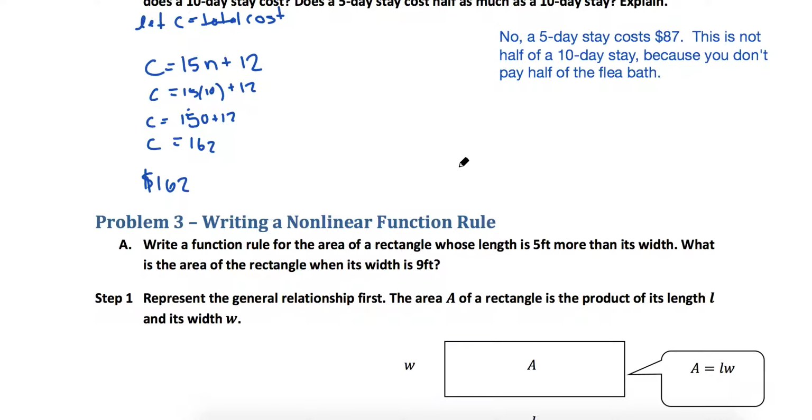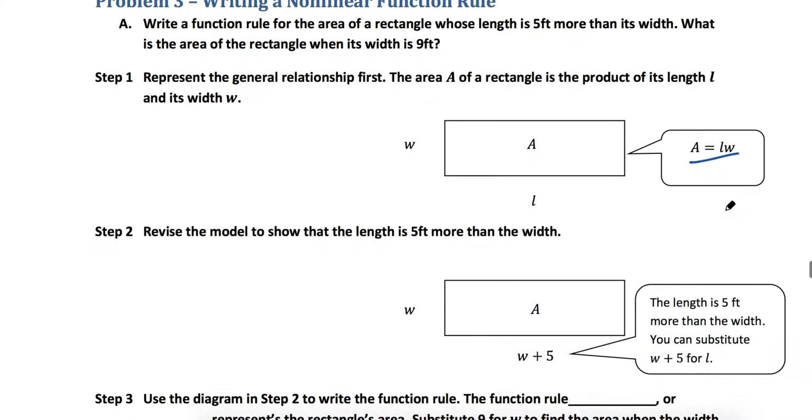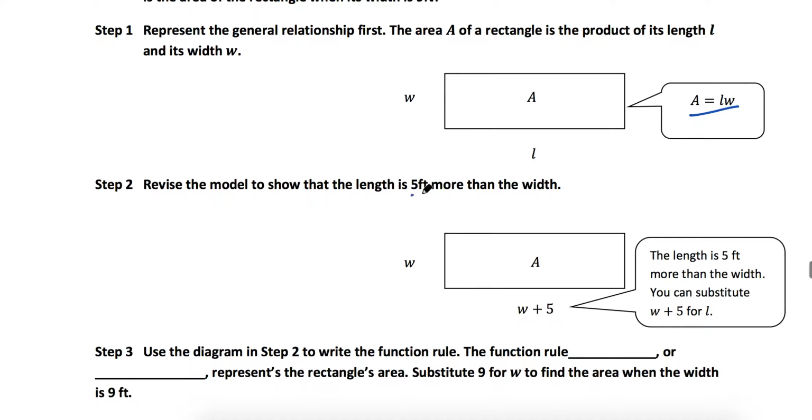Okay, now let's look at some nonlinear function rules. One situation that comes up a lot is area cases. So here we have a rectangle, and the area of the rectangle is given as area equals length times width. Well, that's great. That's a function rule for the area. But what happens if they tell us that the length is 5 more than the width? Now we can replace length with w plus 5.